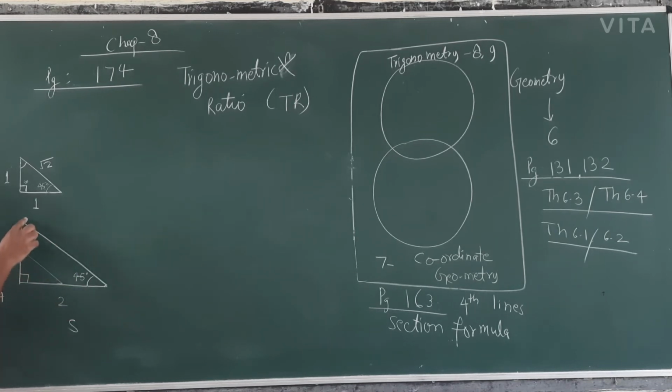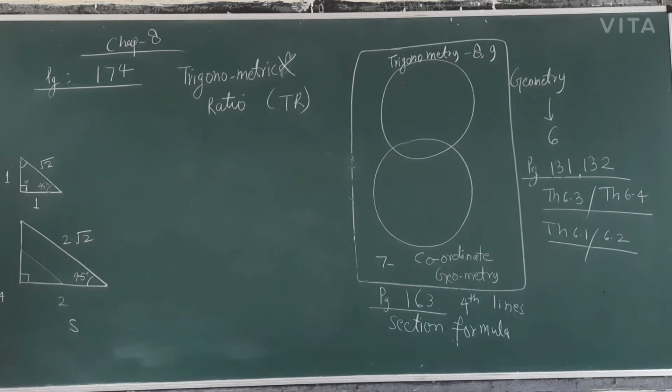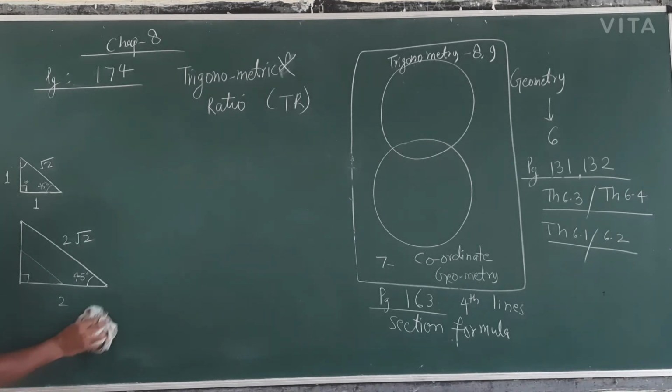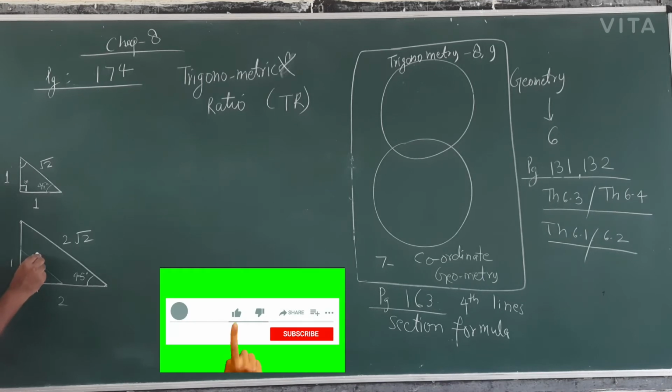90 degree. So what will be the value of this one? With the help of Pythagoras theorem, you can find this will be 2 root 2. So what can we say about the ratio side, angle, side? This is 2 root 2, and obviously this was 1, this was 1, and this was under root 2.